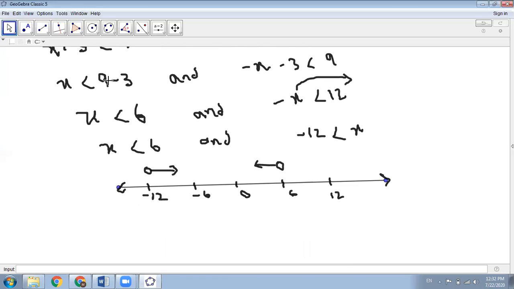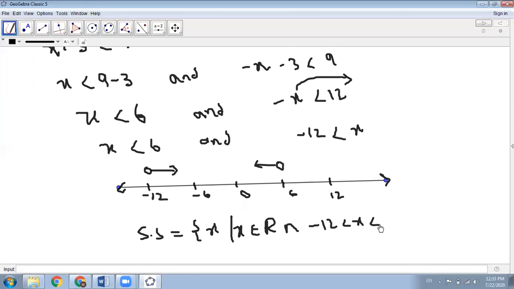Now how can we write the solution set? We can write solution set equals to x such that x belongs to R, as we did not mention which numbers it belongs to, but we can write x belongs to R and x is greater than minus 12 and less than 6. So this is how we can solve case 1.